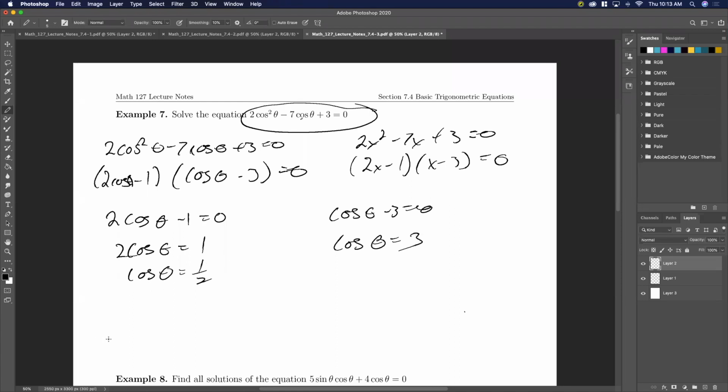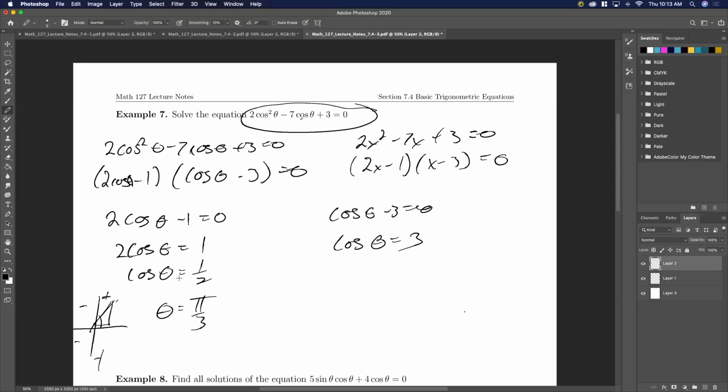Well, here, cosine theta equals a half. We know that to be at pi over 3. Remember, cosine is positive here, negative, negative, and positive. So here we have it at pi over 3, so theta here is pi over 3.